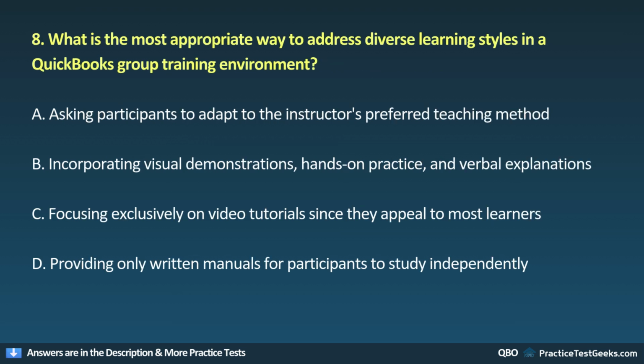8. What is the most appropriate way to address diverse learning styles in a QuickBooks group training environment? A. Asking participants to adapt to the instructor's preferred teaching method. B. Incorporating visual demonstrations, hands-on practice, and verbal explanations.